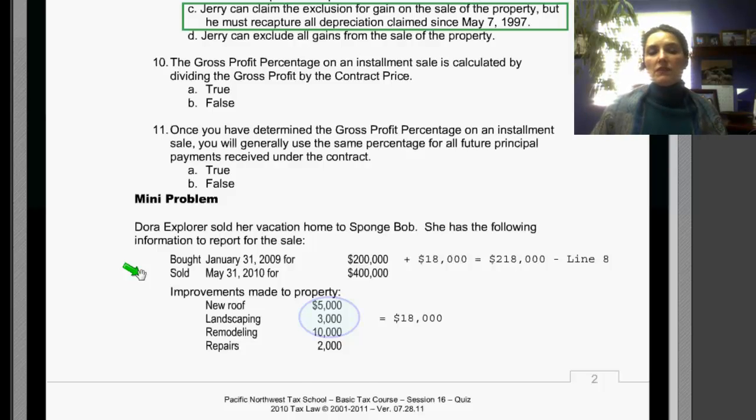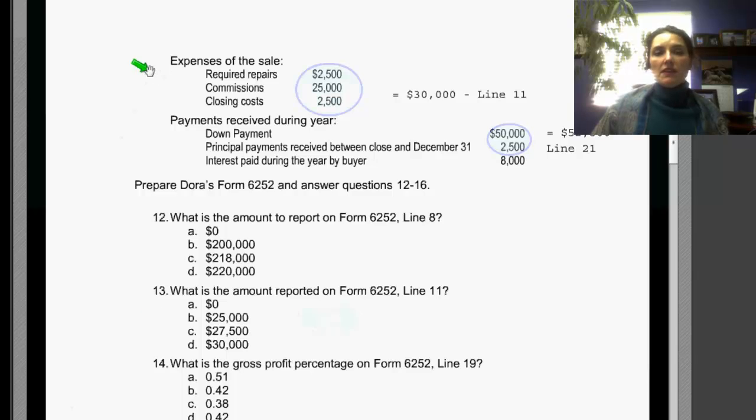During the period of ownership, she put $18,000 of improvements into the property, and therefore we're going to give her a cost basis in that property of $218,000, and that $218,000 is going to carry over to Form 6252 for installment sales and is entered on line 8. She had expenses on the sale, including required repairs within 6 months of sale, commissions of $25,000, and closing costs of $2,500. She will add all of those up, and that gives her $30,000 that will carry to line 11 of Form 6252.